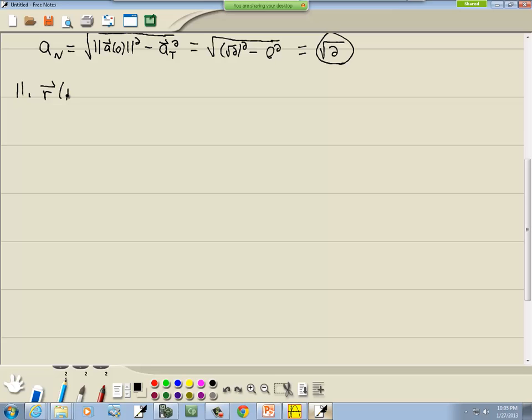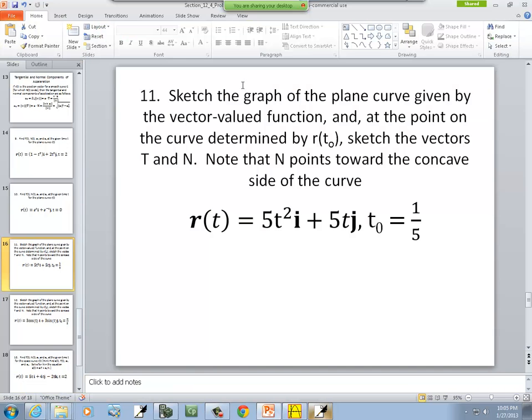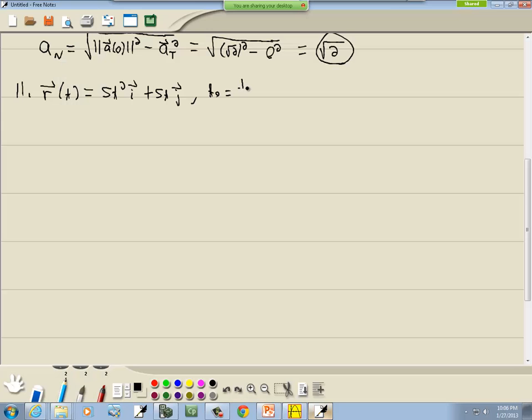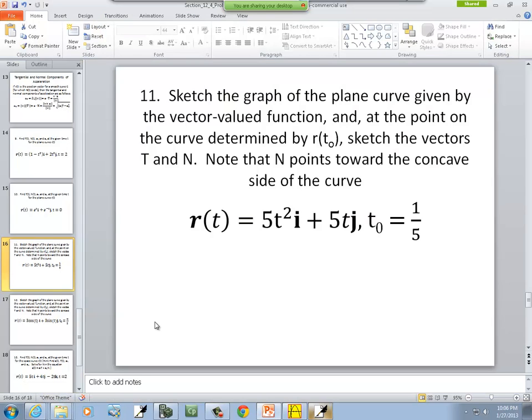r is going to equal 5t squared i plus 5t j, and t naught is equal to 1/5. And they're saying sketch a graph, which we've been doing on every problem. And then they say note that n points toward the concave side of the curve. They're telling us go ahead and use a shortcut here. Well, I've been using it all along.